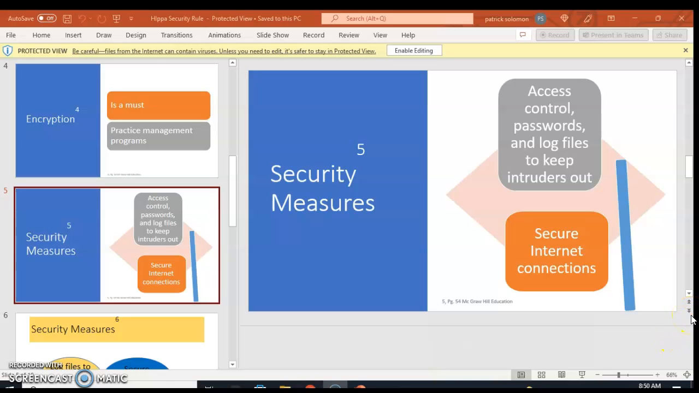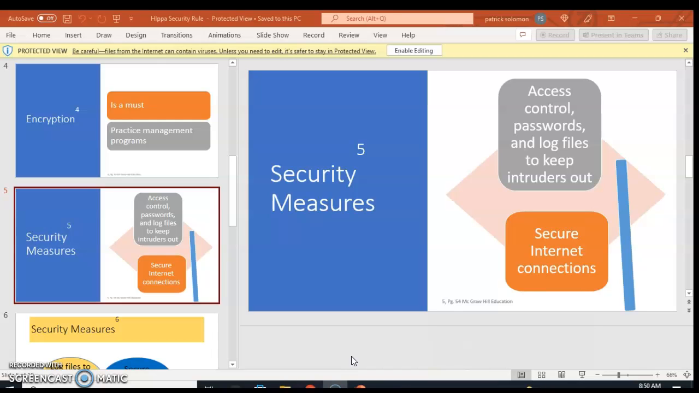Log files. Practice management programs keep a log of who logs in with what password. So if something is breached or something goes wrong, they know who the last person was who logged into an account or wherever they logged in.